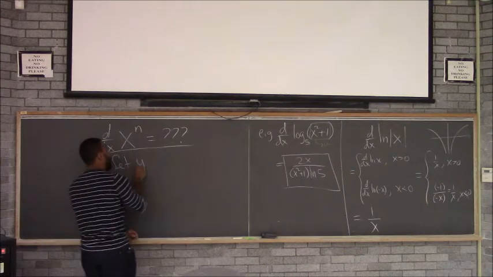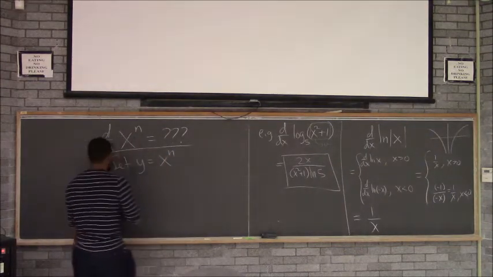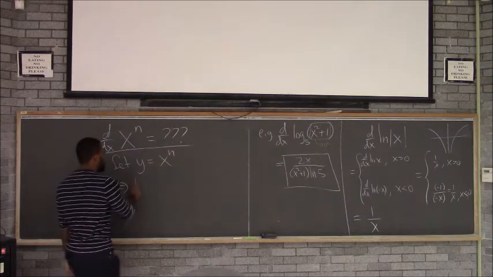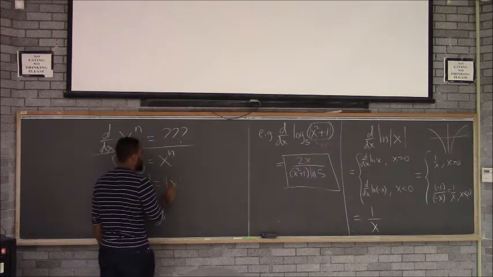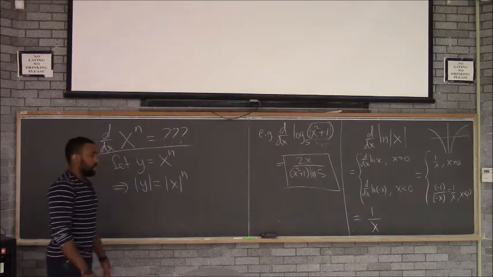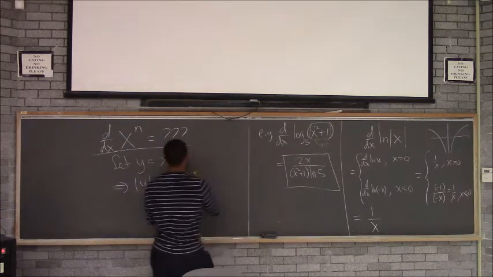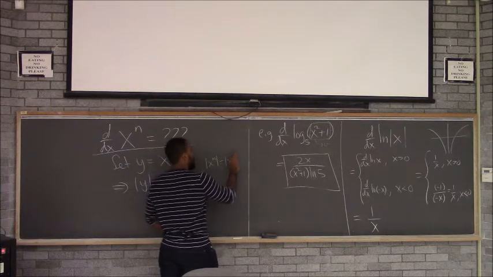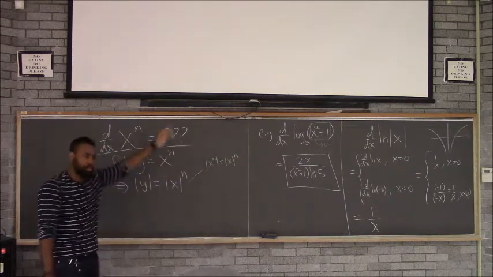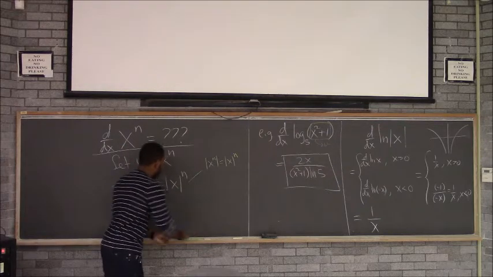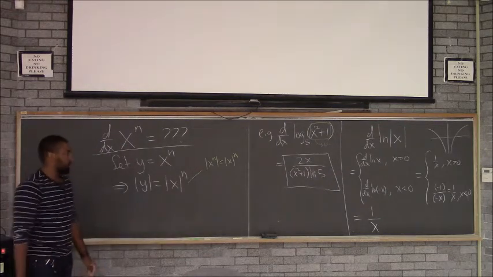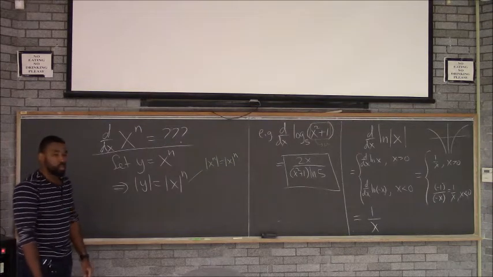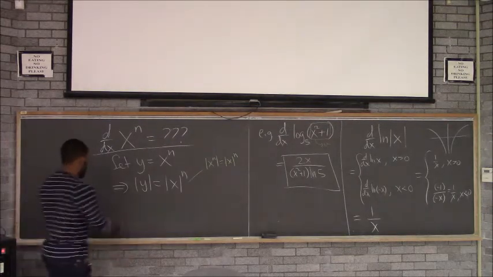Set y equals x to the n. Then I'm actually going to take the absolute value of both sides. And this is because you should just know that the absolute value of anything to a power is the absolute value of the thing raised to that power. That's a rule from pre-calc. Anyway, I took absolute values of both sides. Why? Because I don't want to have to worry about when x is negative. Why? Because I'm going to log both sides.